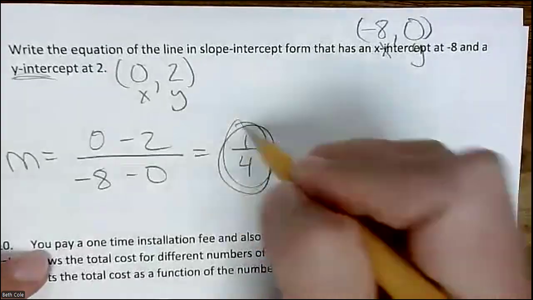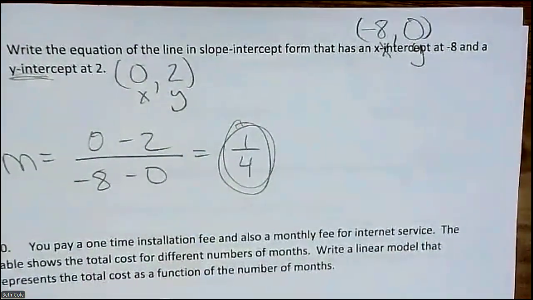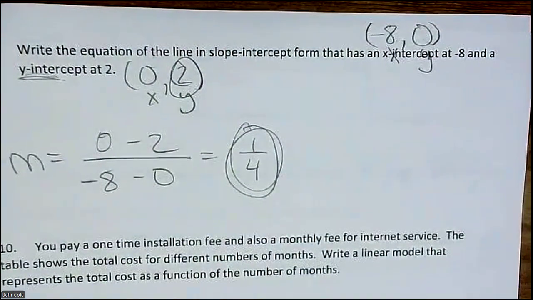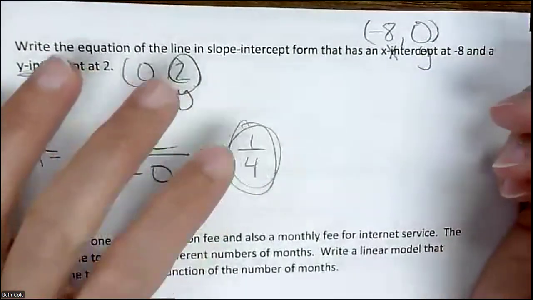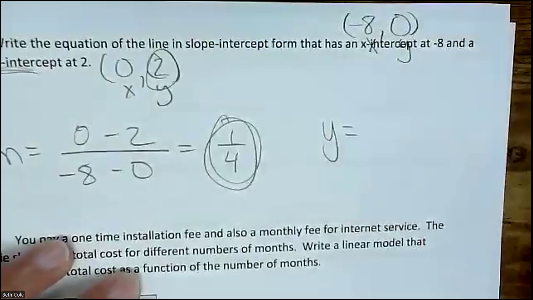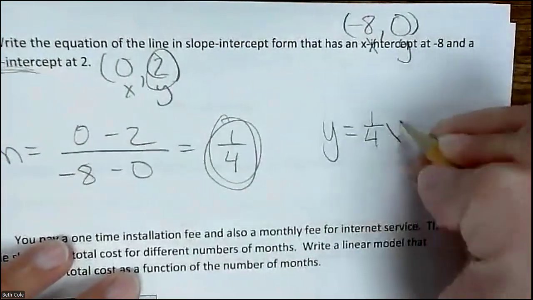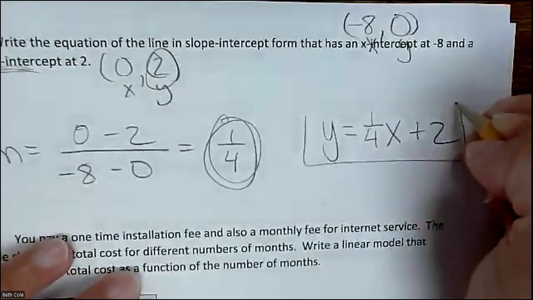We have our slope. What is the y-intercept? 2. You only have to do this recipe if you don't have the y-intercept. If you have it, just put it all together. 1/4 is the slope, 2 is the y-intercept. So how do you write your answer? Well, y equals 1/4 x plus 2. There we go. We got it.